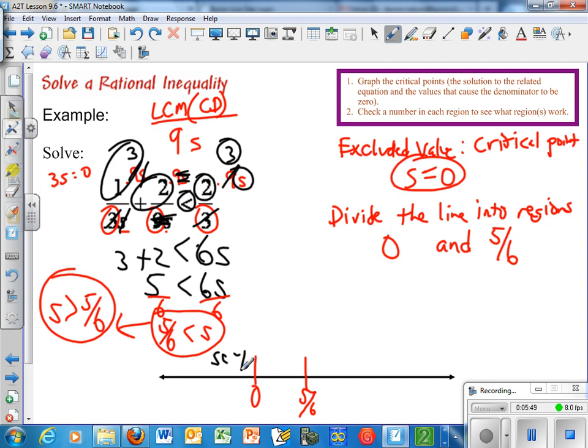I'm going to pick something in between 0 and 5/6. I'm going to try 1/3. And then I'm going to pick something bigger than 5/6, so I'm actually going to try 1. You want to try and pick numbers that are easy to plug in. Now, here's what I mean by test values.